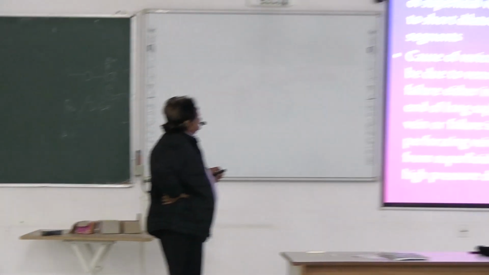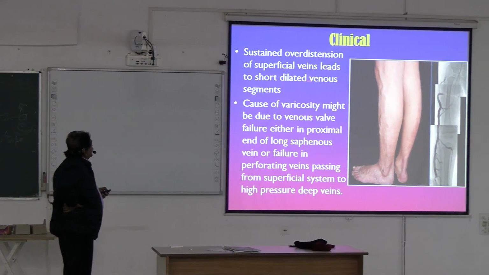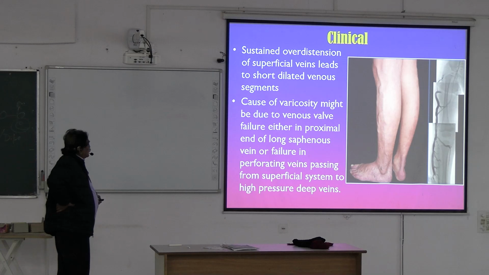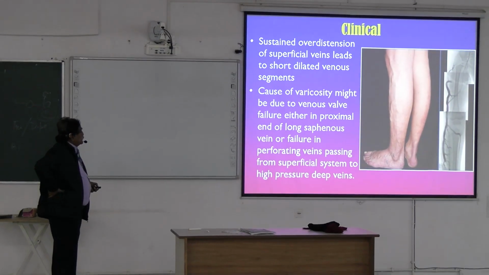Now clinical. Sustained over distension of superficial veins leads to short dilated venous segments. See, this is a short, this is again dilated here. The cause of varicosity might be due to venous valve failure either in the proximal end of the long saphenous vein or failure in perforating veins passing from the superficial system to high pressure deep veins.